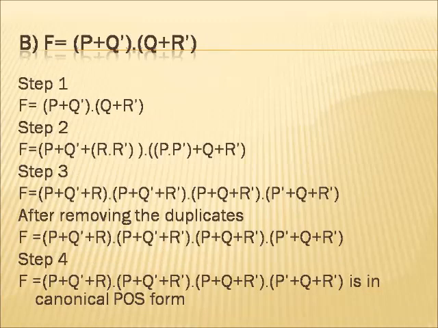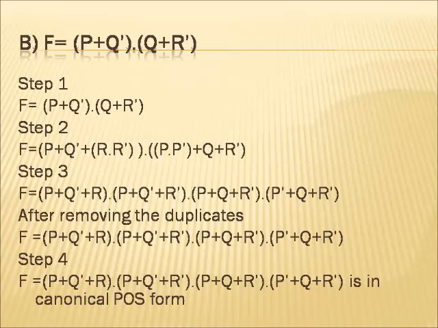Okay, here we can see the next expression. The given expression is f = (p + q bar)·(q + r bar). So clearly we can say this is in the POS form but not in the canonical form. The reason is that when you consider the first term p + q bar, r is missing, and in the second term q + r bar, p is missing. Now we have to add the missing terms. So p + q bar plus 0 is replaced with r·r bar, and in the second term p is missing, so we are adding p·p bar.